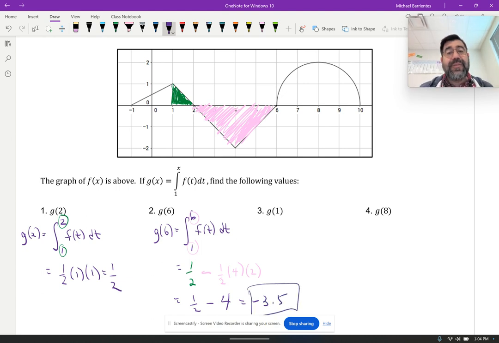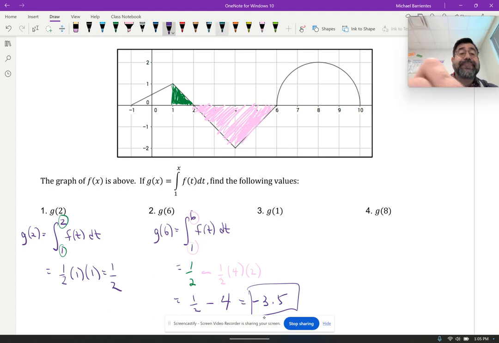Now, if you think about it, there is more pink area that's negative than green area that's positive. So when I put them together, I'm going to have a negative answer, right? Because there's more negative accumulation. This tells me exactly how much there is, negative 3.5. That's how much extra there is. Because the bottom part would be negative 4, the top part would be positive 1/2, and then subtract and you're done. Okay, this seems pretty straightforward.